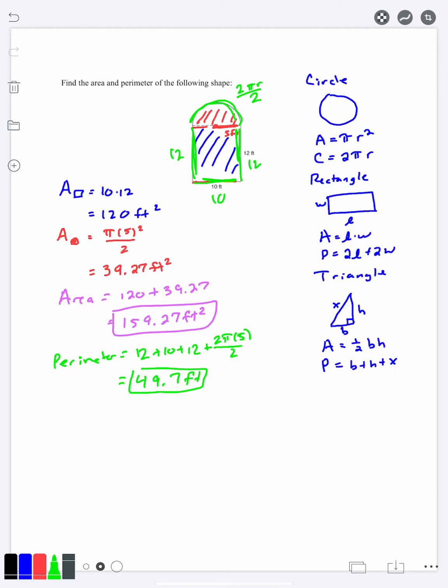So whenever you're given a shape, if it's one of the 3 standard shapes, you just do that. And if it's not one of the 3 standard shapes, you ask yourself, how could I break it up into those shapes? And then you use our standard formulas to get the answer.